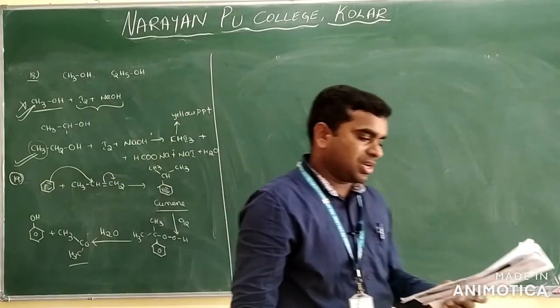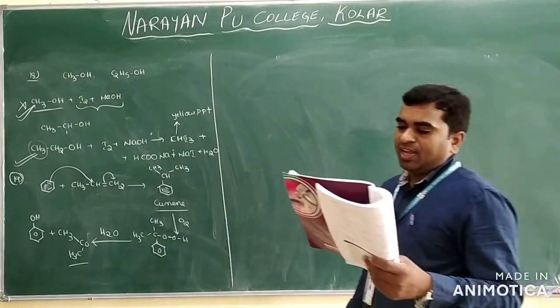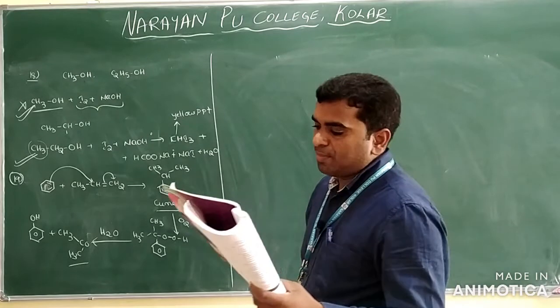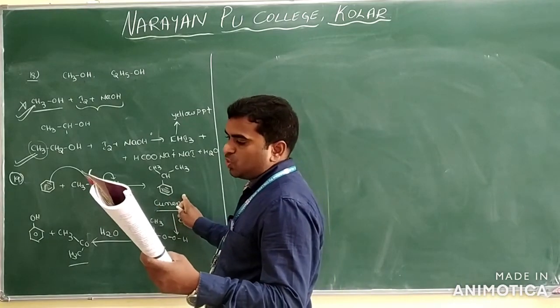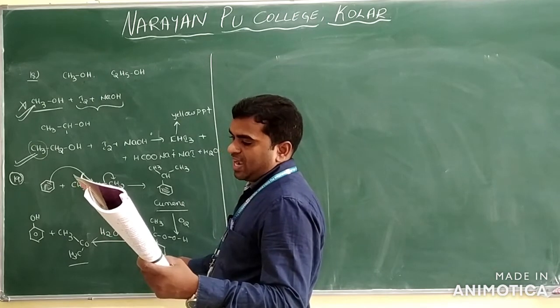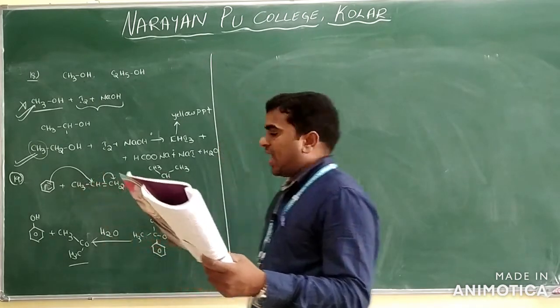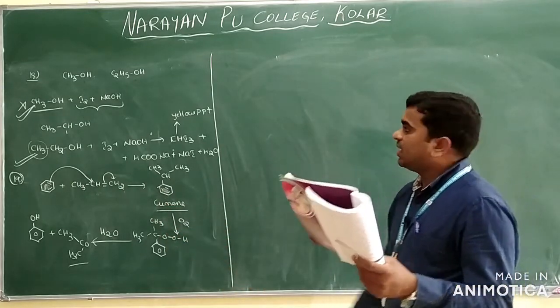So what is your option now? Option 2 is the correct one. A is cumene and B is cumene peroxide. What is the final product? Phenol and acetone. So option 2 is the correct one.